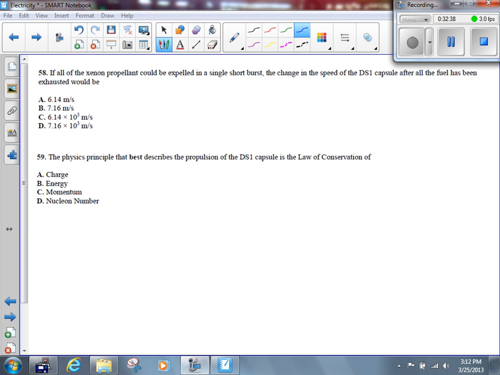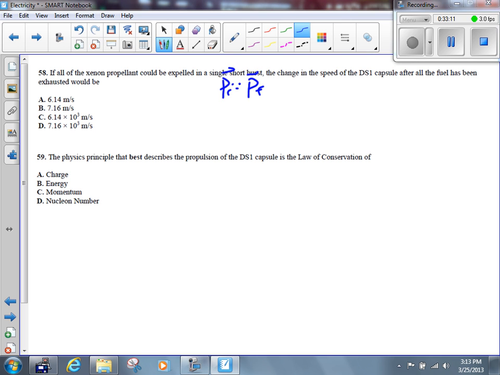Is this not the same thing as firing a gun? They fire a gun, the bullet goes one way, the gun goes the other way. When this propellant goes out the back, the capsule goes the other way. Is that not the same thing? How did we analyze the firing of a gun? Yeah, that was a conservation of momentum problem, right? PI equals PF. Let's do that here.